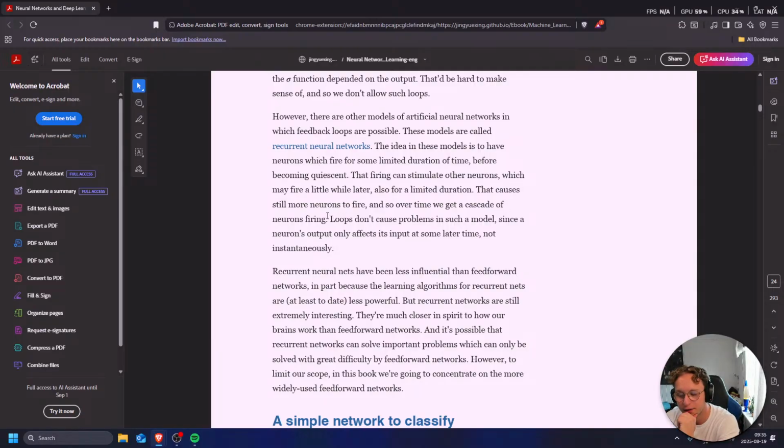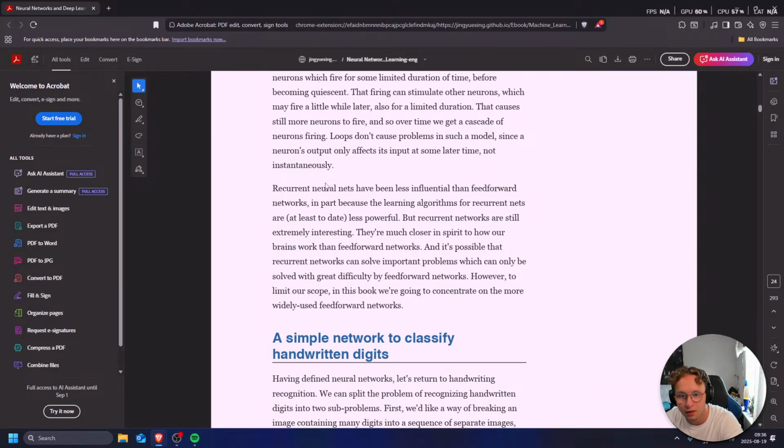So it's basically a recurrent neural network. So it's basically firing itself, or the neurons are firing themselves together. Loops don't cause problems in such models, since the neuron's output only affects its input at some later time, not instantaneously. Recurrent neural networks have been less influential than feed-forward networks, in part because the learning algorithms for recurrent nets are, at least to date, less powerful, but recurrent networks are still extremely interesting.